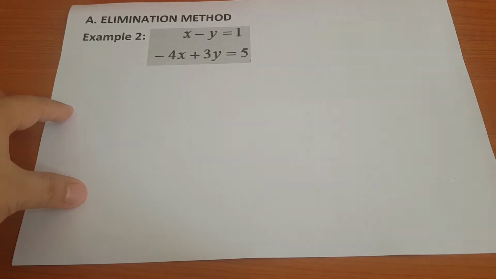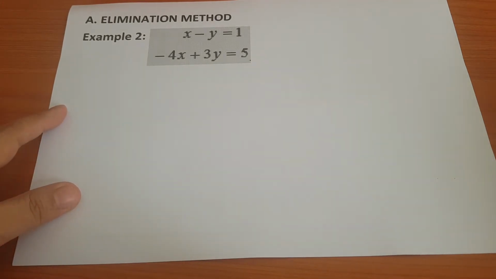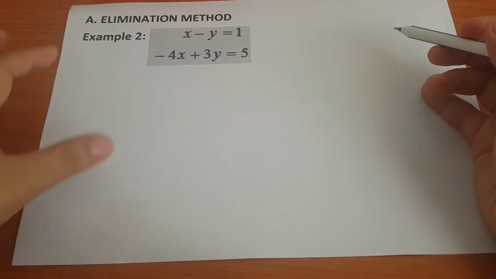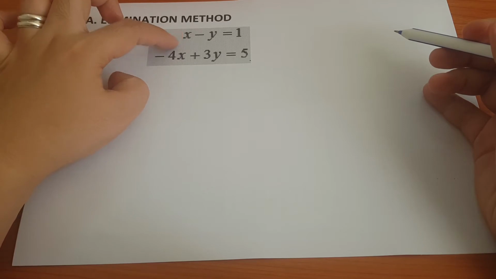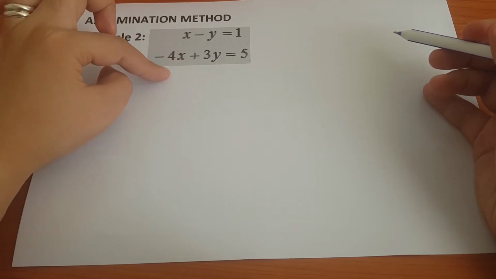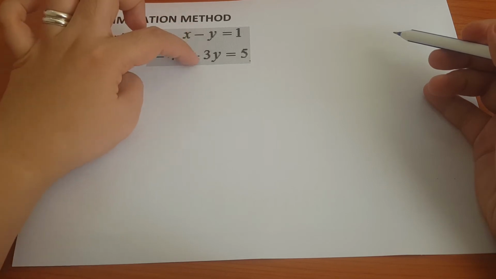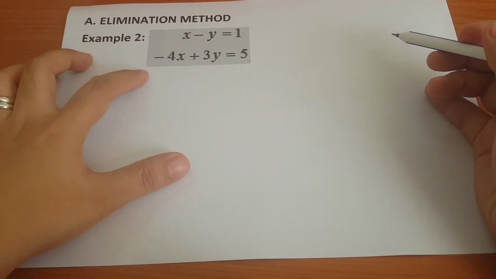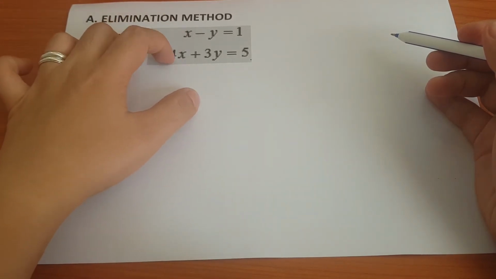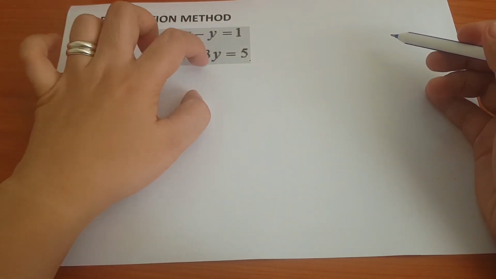Okay, let's move on to our next example. We have x minus y equals 1 and minus 4x plus 3y equals 5. Now let's try to add these first values of x here. So 1 minus 4x will give you minus 3x, which is not 0. Minus y plus 3y will be positive 2y. So that means we need to multiply something so that these two will be the same.